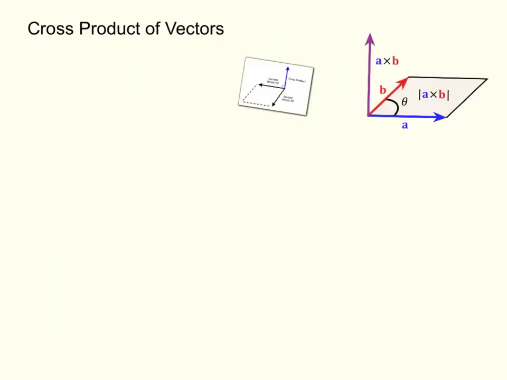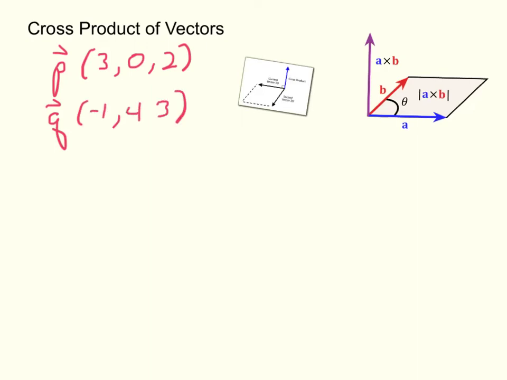All right, let's figure out the cross product between these two vectors. Say we're given vector P is 3, 0, 2, and vector Q is -1, 4, 3. Let's find which vector is perpendicular to both of these. We set it up as i, j, k. I'm going to put my first vector, which is 3, 0, 2, and my second one, which is -1, 4, 3.